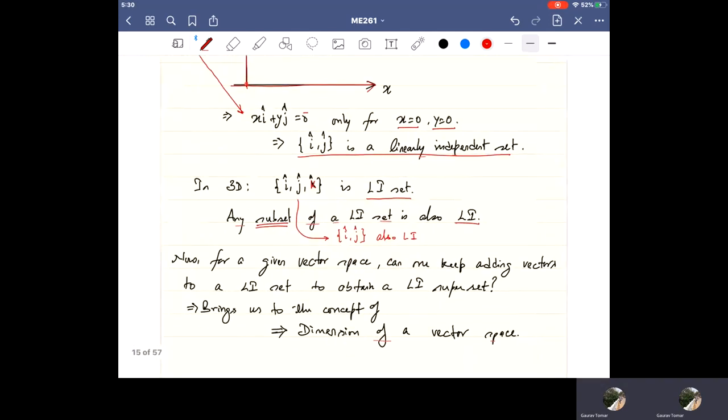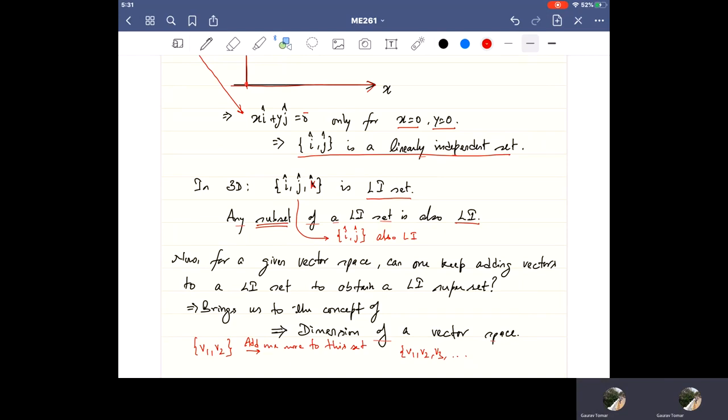Now, for a given vector space, you can keep adding vectors to a linearly independent set. Let's say you are adding in a specific way. You had a set V1. We write it down here as V1, V2, let's say linearly independent vectors. Now, if I add one more vector to this set, then I get the set V1, V2, V3. And so I can keep adding like this, right? I can keep adding. But can you keep adding to infinity? Well, not for every vector space.